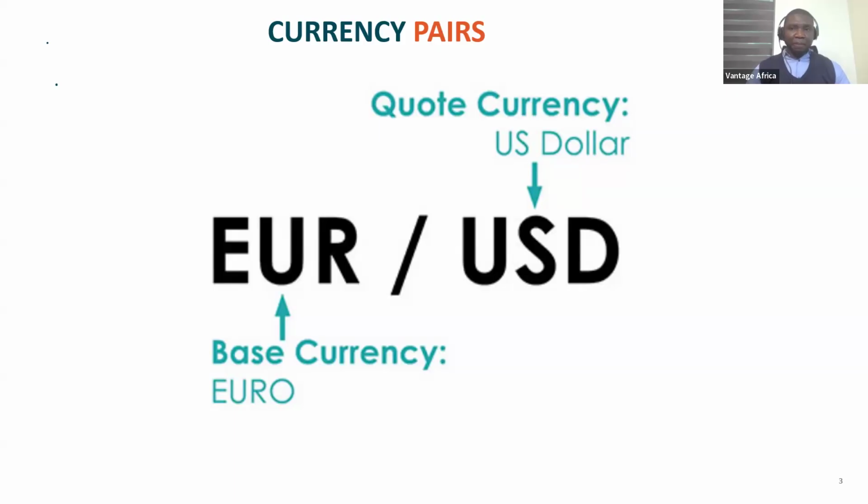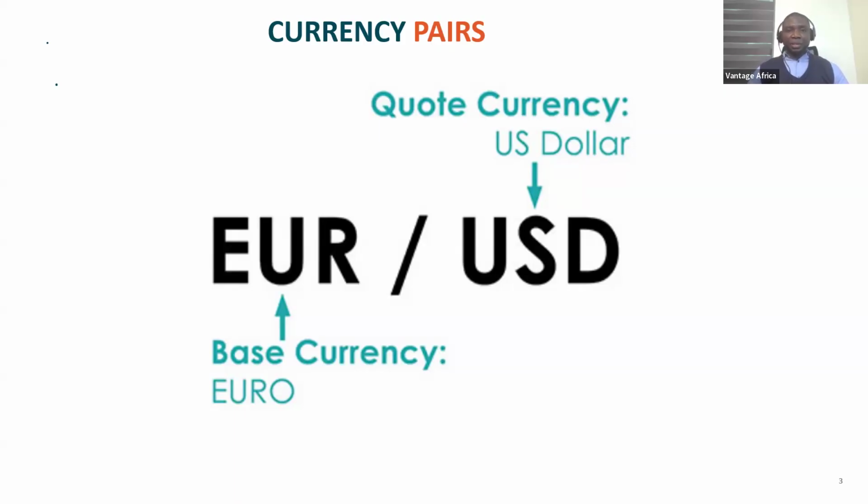That's what you're considering. If you analyze the market and you think that the base currency is about to gain strength against the quote currency, that is where you need to buy. If the base currency is about to weaken against the quote currency, that's when you want to sell.